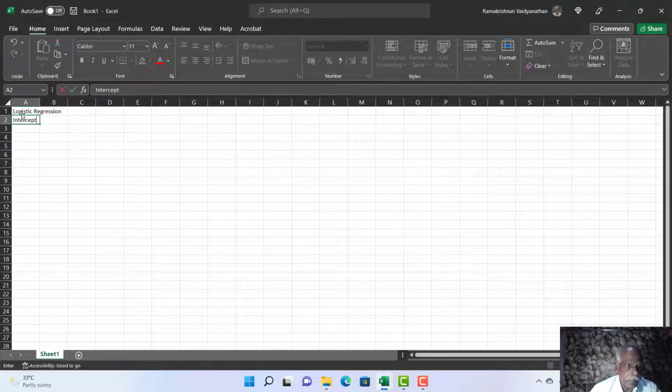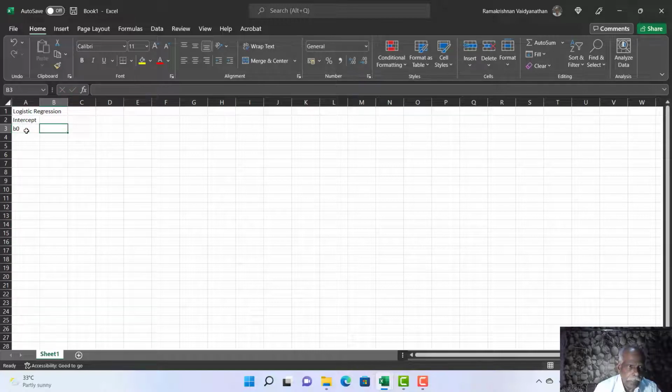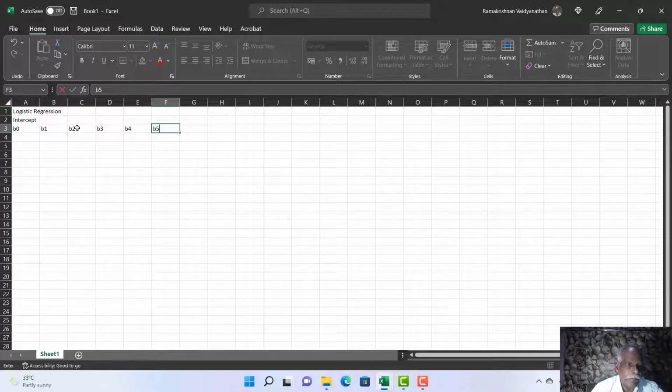What is intercept? Intercept is that when all the variables are removed, what will be the output? That is called intercept. I'll call this B0. And then for each coefficient, we'll find out the slope. That will be B1, B2, B3, B4 and B5. That means I am having 5 variables.